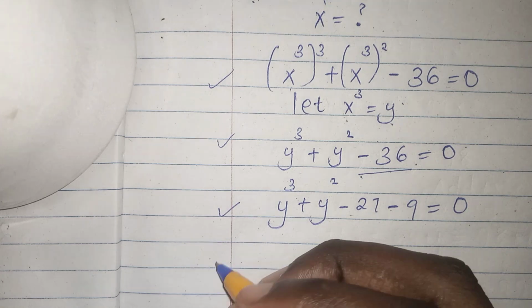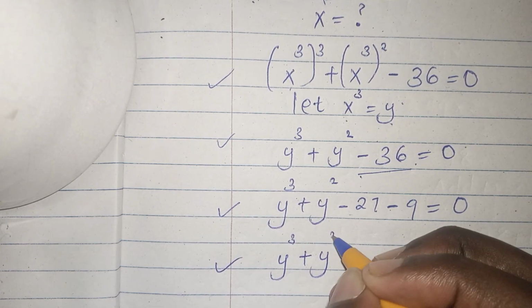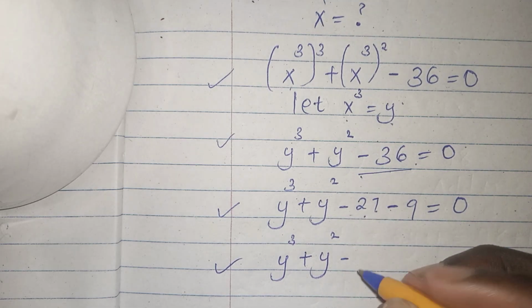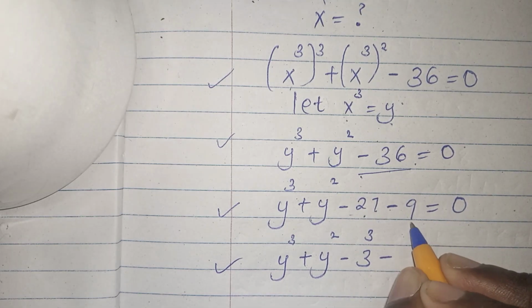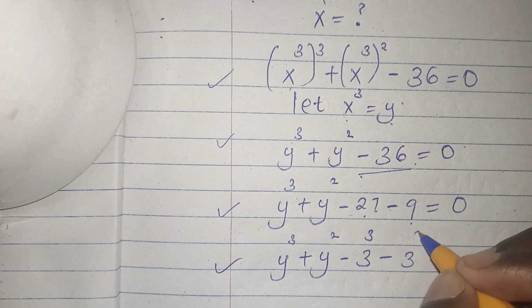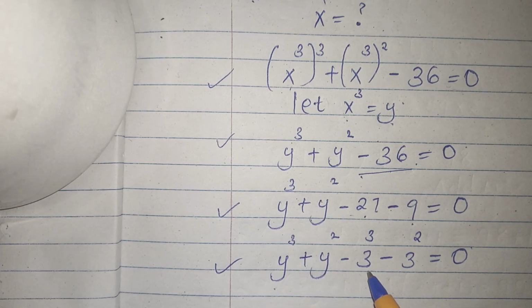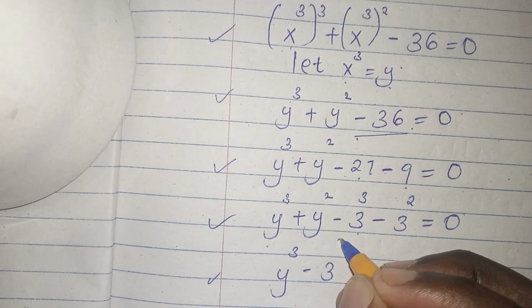Okay. So then y cubed plus y squared minus 27, we can write it to the base of 3. So this is 3 cubed minus 9, we can write it to the base of 3 as well. So this will be 3 squared, which is 9, is equal to 0. So we have y cubed and 3 cubed. So we shall pair them. So this is y cubed minus 3 cubed.